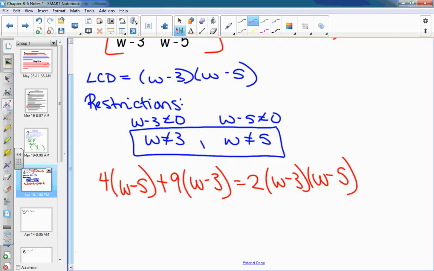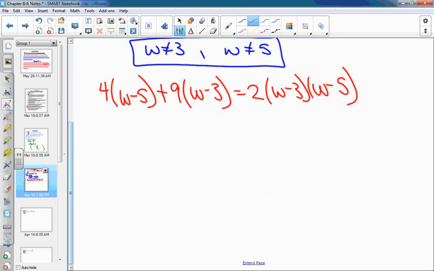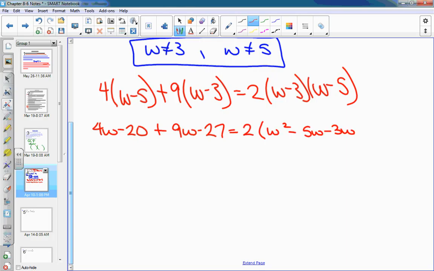Now, is that a whole lot easier to look at than the original problem? Absolutely. It's 5 times easier. So all I have to do is what now? Distribute and FOIL. So let's go ahead and do that. So I have 4W minus 20 plus 9W minus 27 is equal to, drop down the 2, but then FOIL the parentheses. W squared minus 5W minus 3W plus 15. All I did was distribute and FOIL.